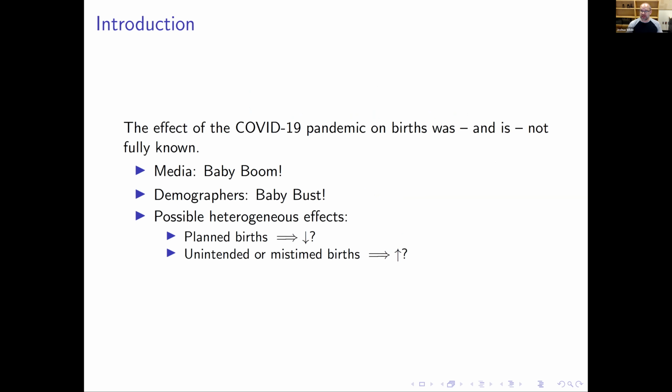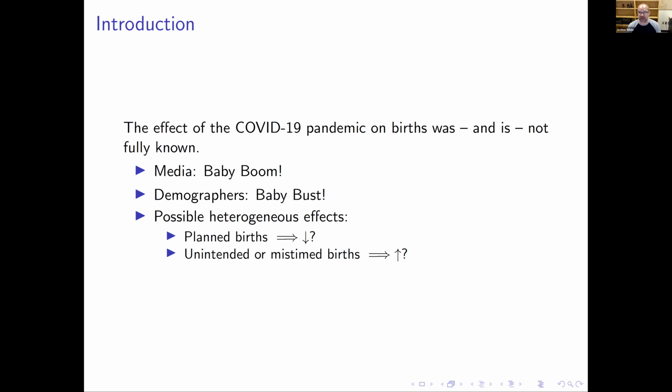Okay, so the inspiration for this project was that at the very beginning of the COVID-19 pandemic, nobody really knew what the effect of the pandemic on birth rates was going to be. Initially, you got a lot of media articles saying, well, as couples spend more time in lockdown together, there's going to be a whole bunch of babies conceived, which kind of made for fun articles, and it was a little silly. But most demographers didn't think that was going to happen. They thought the opposite, actually, that there was going to be a baby bust.